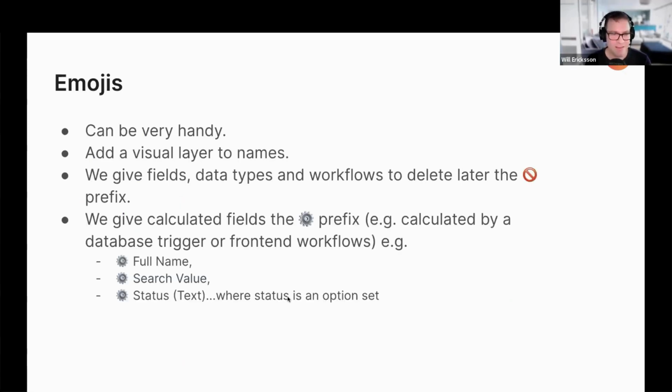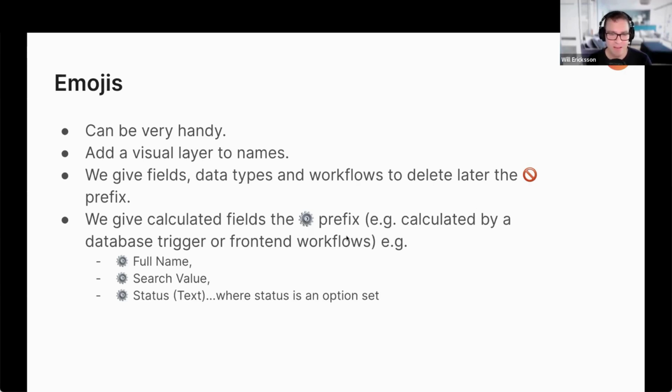Emojis. They can be very handy. They can add a nice visual layer to your names. We give fields, data types, and workflows that we've flagged for deletion at some point in the future this stop, or whatever that emoji is, a nice big red one. And so that just helps us to know, okay, are we still using this field that we've deprecated anywhere?